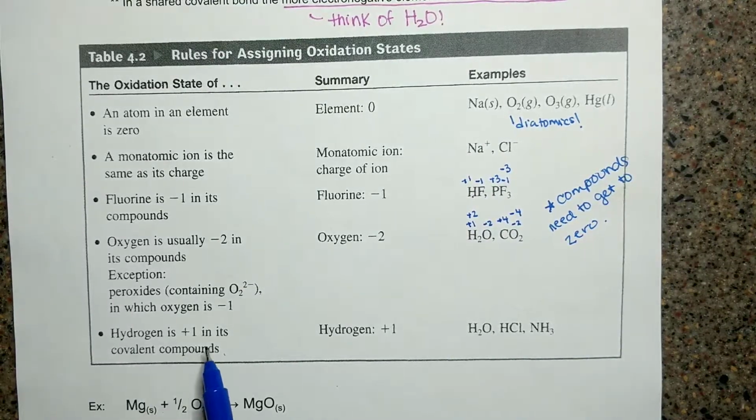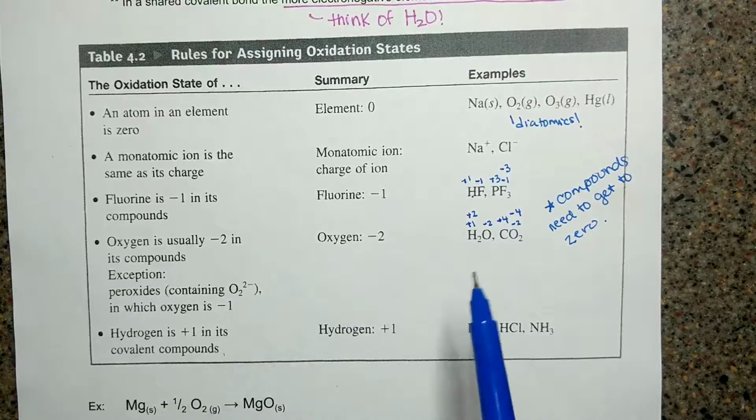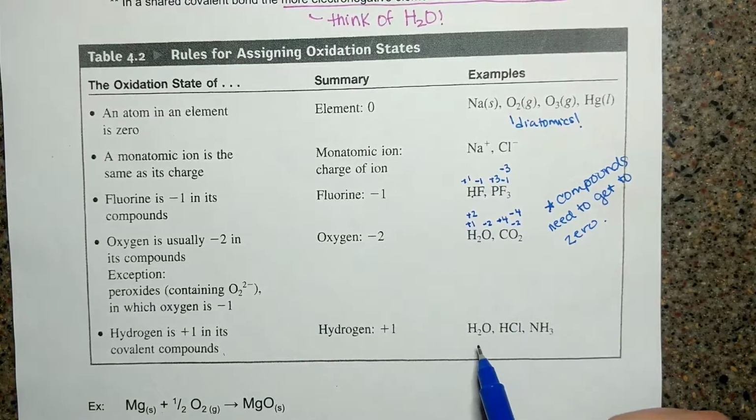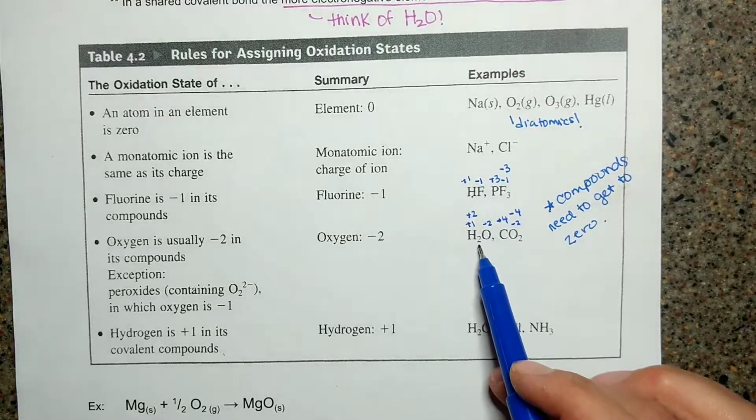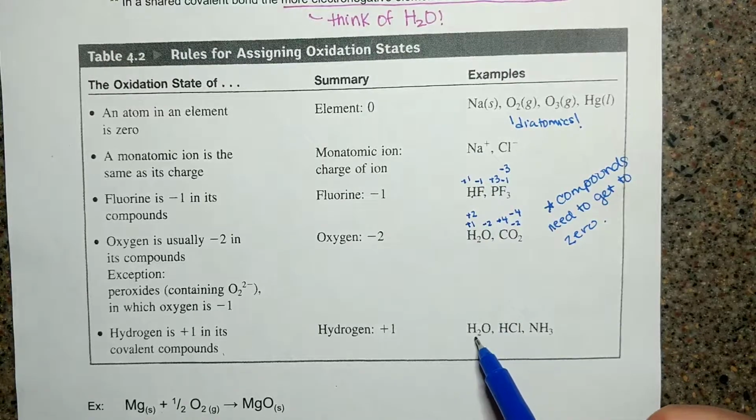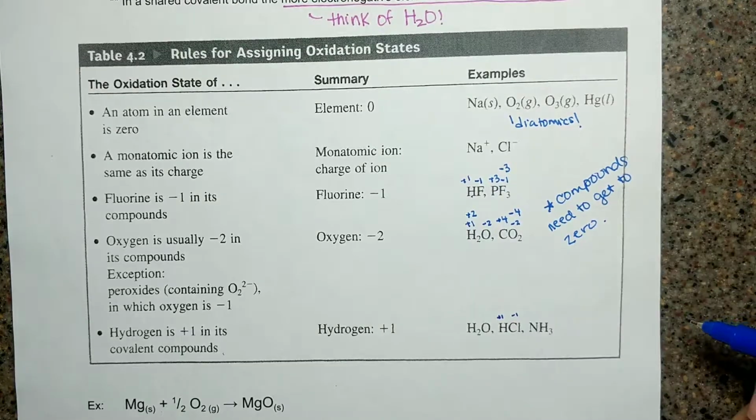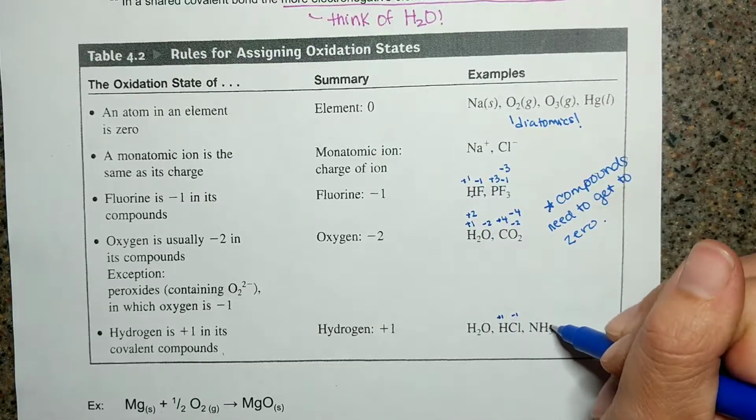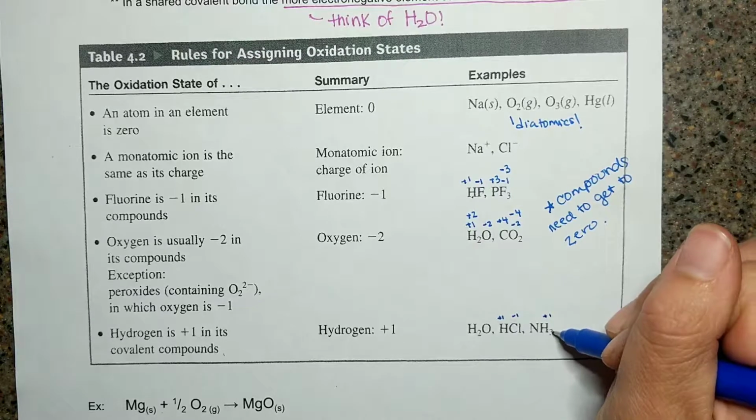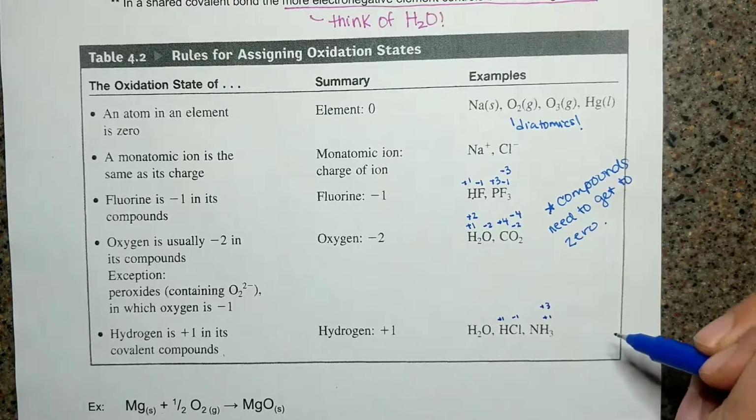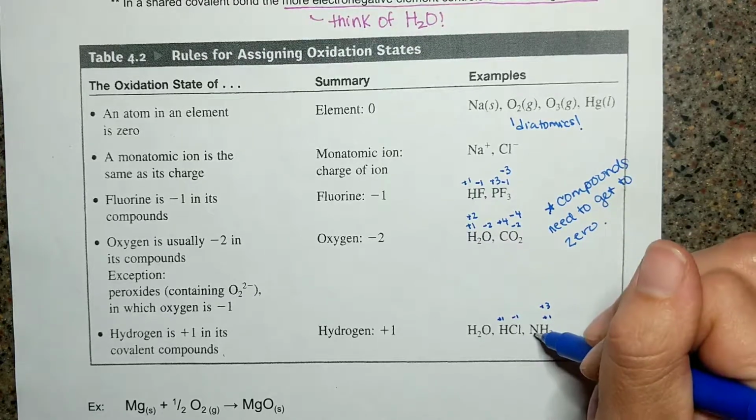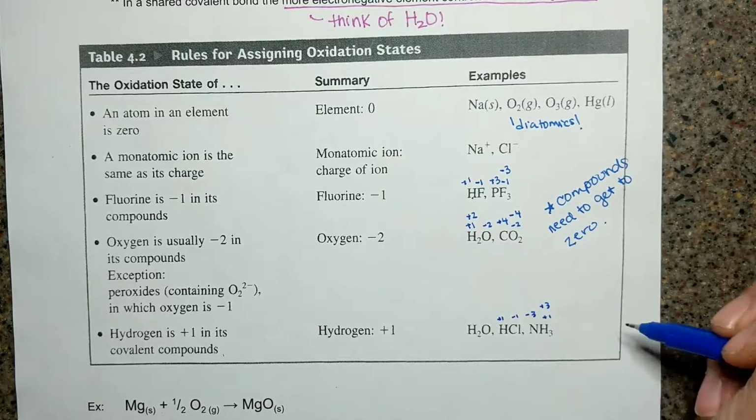Hydrogen is always +1 in covalent compounds. So if we look here, like we did with water, oxygen was -2 and hydrogen was +1. Here I know that hydrogen's +1, so chlorine must be -1. Here I know hydrogen is +1. There's 3 of them, which gives me an overall charge of +3 from the hydrogens. So nitrogen here must be -3.